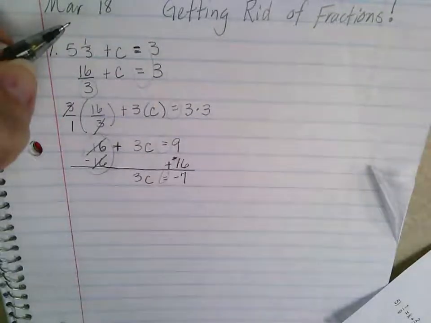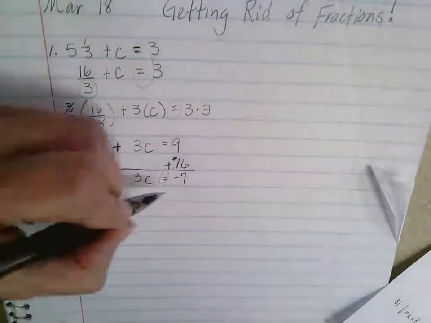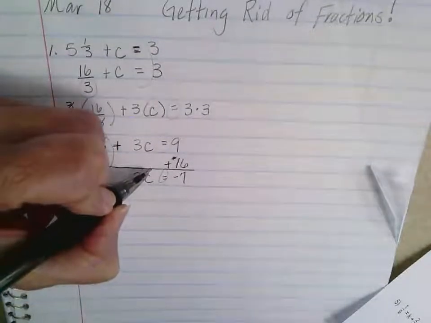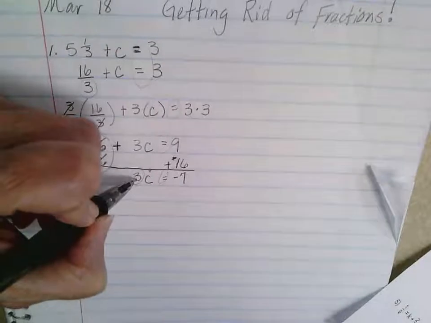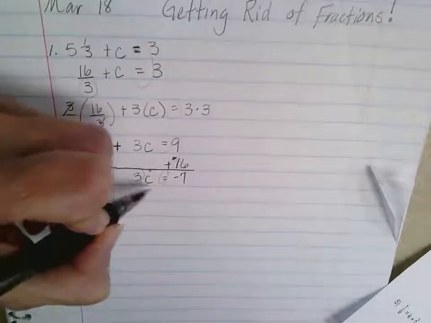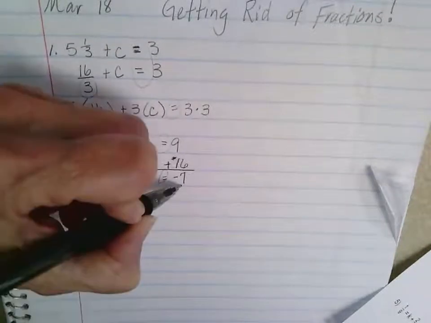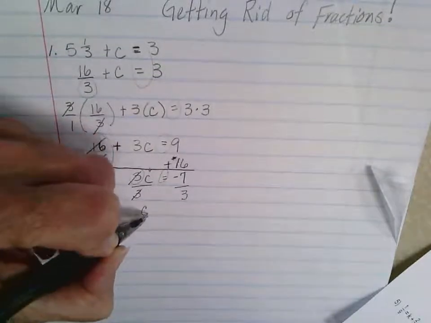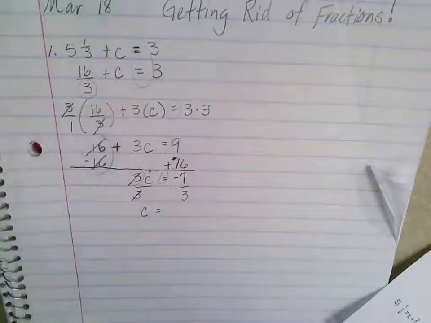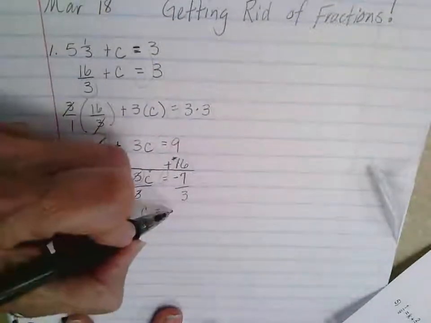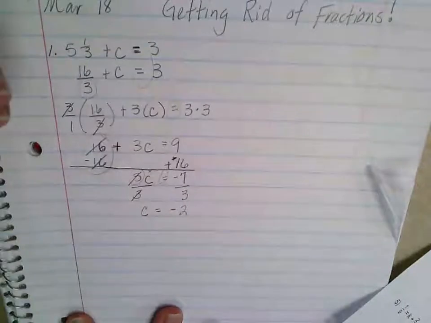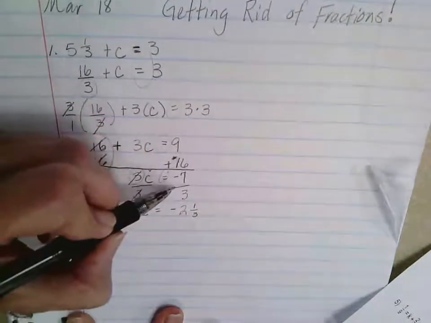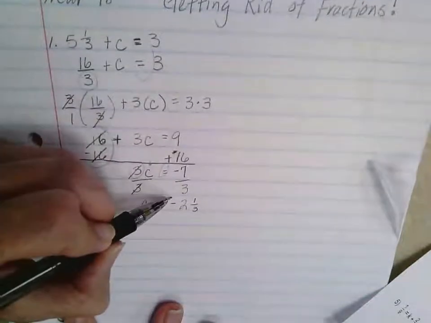So now what I'm going to do is divide each side by the coefficient so that I can just get my c all by itself. So I'm undoing this multiplication by dividing. So I'm going to divide this side by 3 and this side by 3. Those are going to cancel, and I'm going to get that c is equal to a negative 2 and 1/3. A negative divided by a positive is a negative.